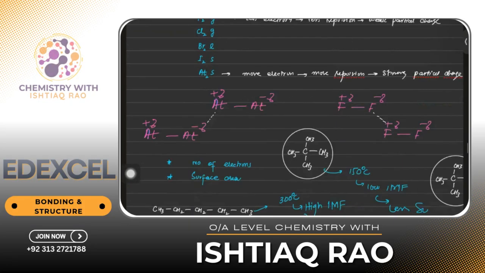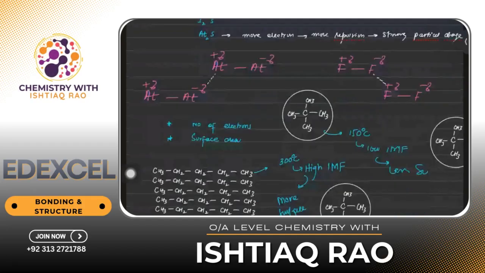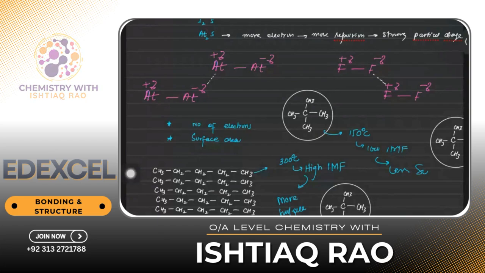London force depends on two factors: the number of electrons and the surface area. Why is iodine a solid and chlorine a gas? Because iodine has more electrons and the size of iodine is larger, so it has more surface area. More electrons and higher surface area mean more attraction, so iodine is a solid at room temperature, and chlorine is a gas at room temperature because chlorine has fewer electrons.